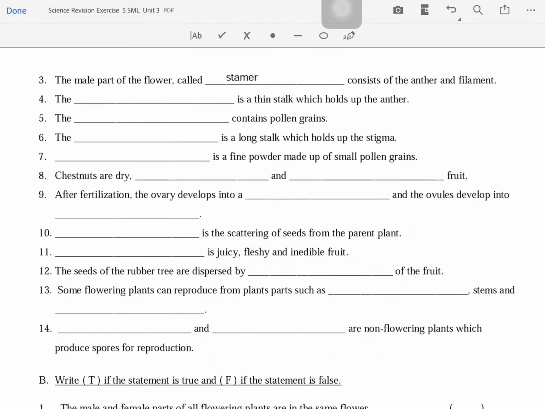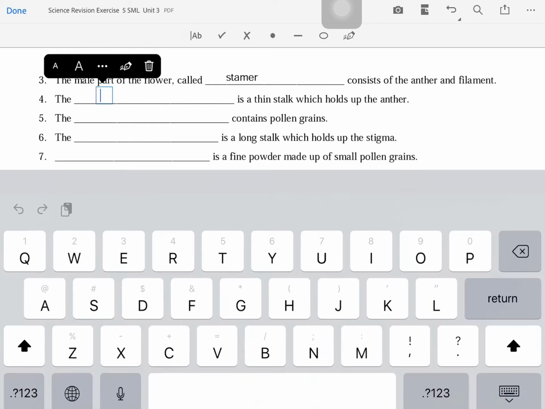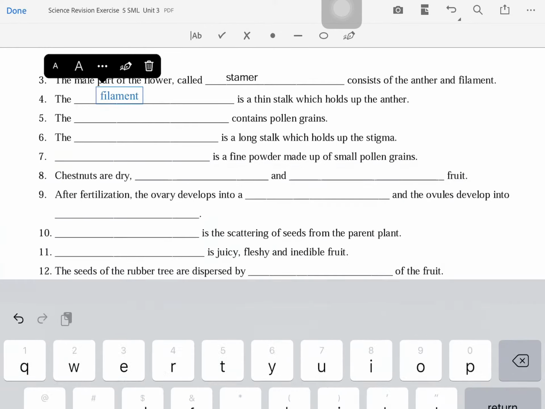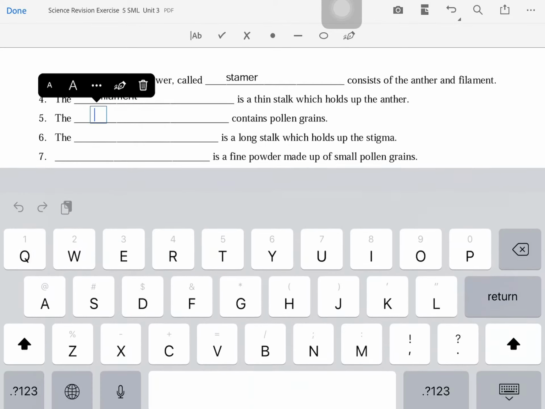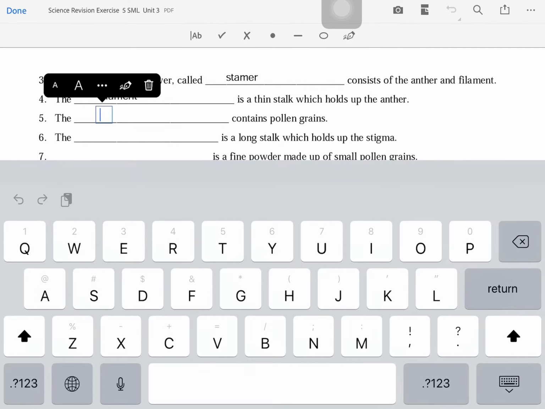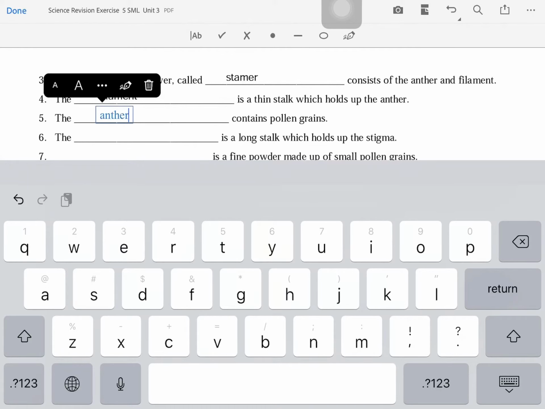Which part of the plant is a thick stalk which holds up the anther? That part we call the filament. How do you spell filament? Filament. Then moving on to the fifth question: which part contains the pollen grains? The part that contains the pollen grains, we call the anther. You can find your answers in page 52 and 53 of your textbook.